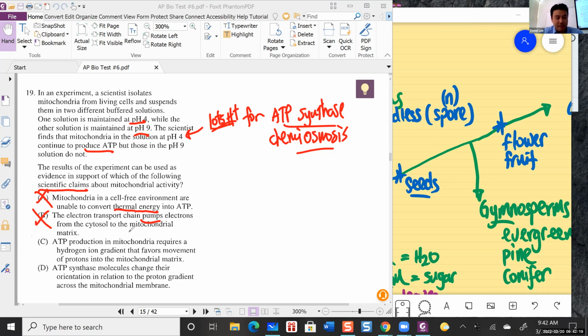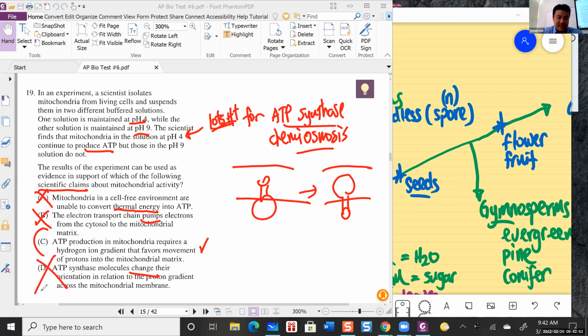Okay, C, ATP production in mitochondria requires a hydrogen gradient that favors movement of protons into the mitochondrial matrix. Well, that sounds good. So I'm going to keep it, and because this is an elimination question, you gotta read the last one. ATP synthase molecules change their orientation in relation to the proton gradient. Well, that is weird. They're saying that the mitochondria ATP synthase looks like this. Now it changed orientation. Maybe it flipped. I don't know. That doesn't make sense. So you want to eliminate those crazy answers, right? So the best answer is C.